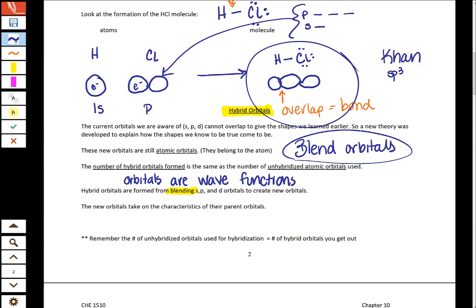And so what happens is just like when you look at a child and the child has characteristics of each of the parents, where maybe the kid has blonde hair like the biological dad and brown eyes like the biological mom. So what ends up happening is your orbitals have a similar situation. Your orbitals take on the characteristics of the parent orbitals. So when you start blending orbitals, maybe we blend an s and a p orbital together and we get something that's called an sp orbital.